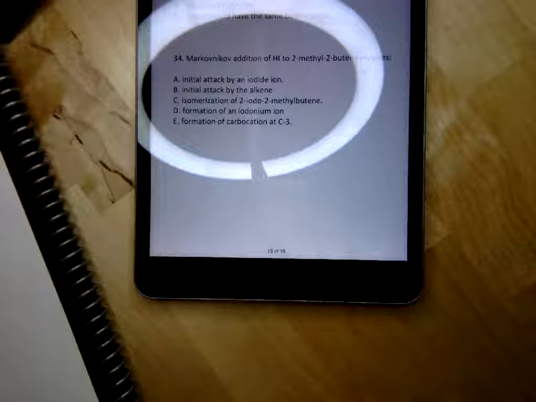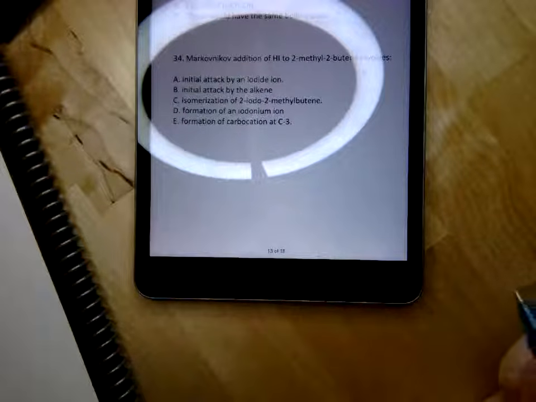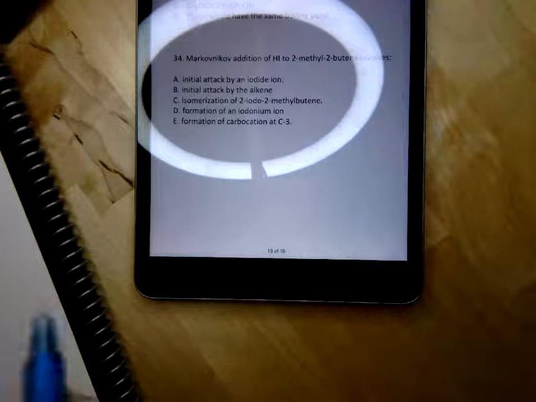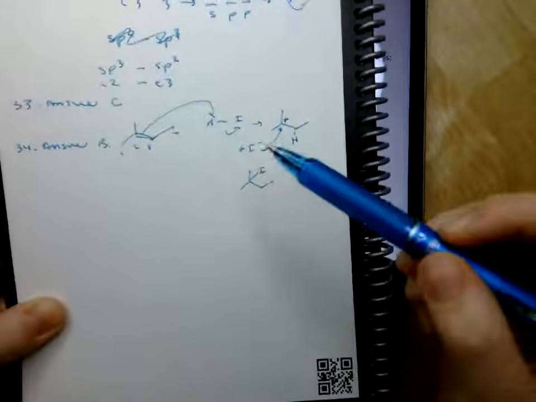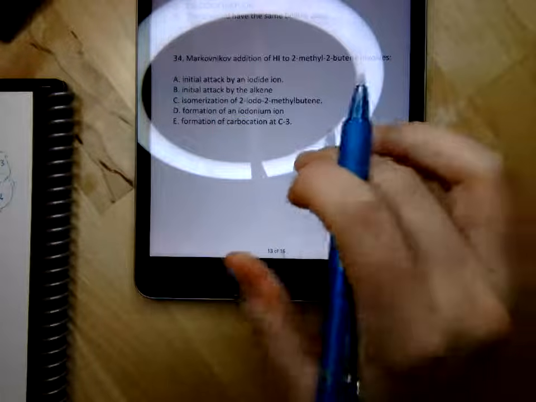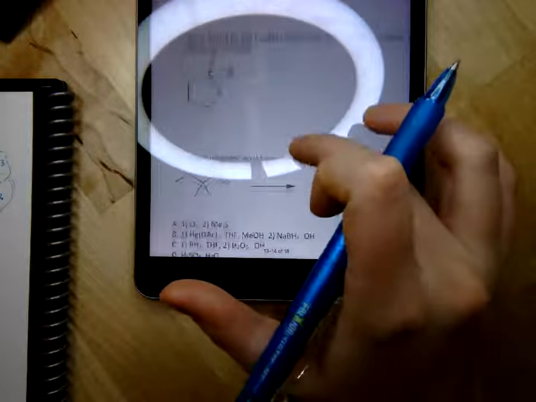Rearrangement is possible. It's just like adding acid catalyzed water across a double bond. So I would say that one's not a good answer choice. That would only work if we were adding I2 to that and forming that bridged ion. And the very last one, forming a carbocation at C3, doesn't super make sense because the carbocation is going to form at the most substituted position, and that's carbon 2. So I'm going to stick with my initial answer of B.